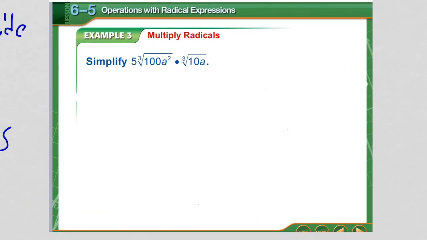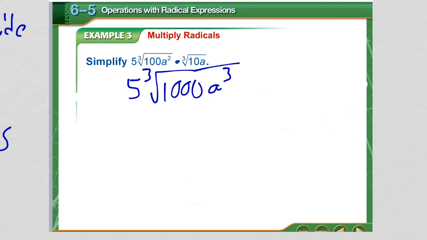So let's take a look at a problem here. Here we have cube roots. Remember, when we do the tree, actually we don't do the tree yet, sorry. First thing we need to do is outside times outside, inside times inside. So 5 times 1 would give us a 5. Then we have cube root of 100 times 10, which would give us a 1,000. And then a squared times a would give us a cubed. So now we're doing a cube root.